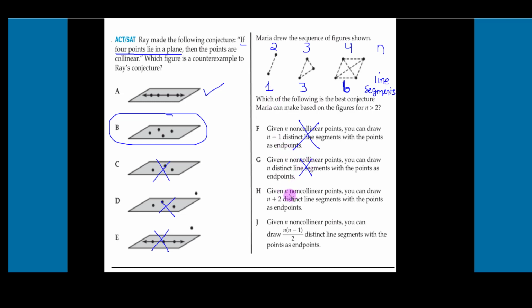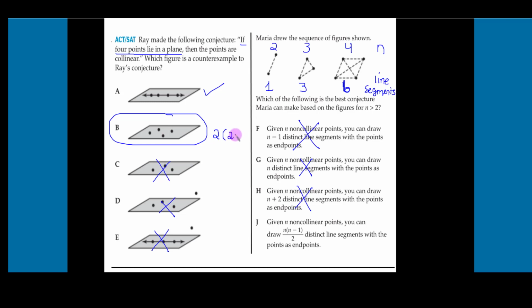The next one says if I have n collinear points, you can draw n plus 2. So let's see. We start with 2, and then 2 plus 2, I should have gotten 4 lines. I did not. So that's false. Let's try the next one. Next one, I might have to do a little calculation. So we're going to start with the first example.